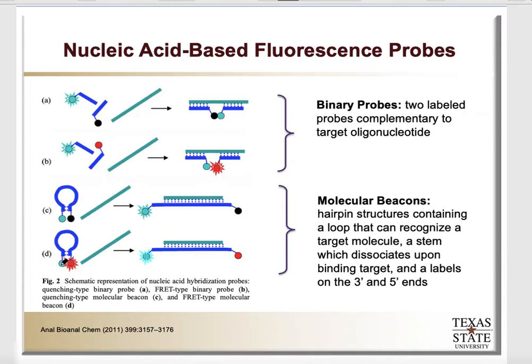On the other hand, here we're going to have initial FRET occurring because they are in close proximity, and so we have fluorescence coming out of the acceptor. But when the probe or the beacon binds to our target, they are far away, and you're going to be seeing the fluorescence from the donor only.